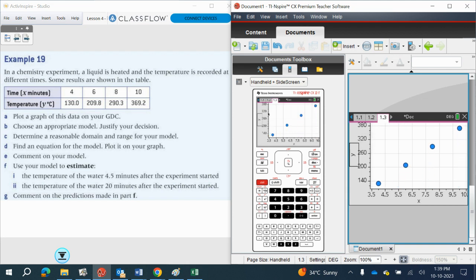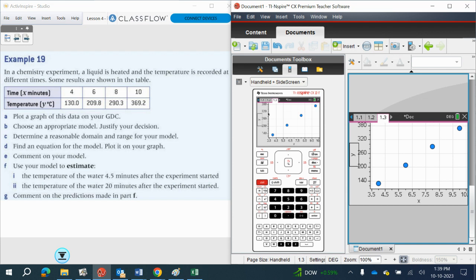What's important about this picture is the dots appear to be in a straight line. If they're not, if they're in some kind of a curve, we're going to choose a different model. So the purpose of doing the scatter plot on our calculator is to make us choose an appropriate model. So in B, we have to choose the appropriate model. Which model would we use?